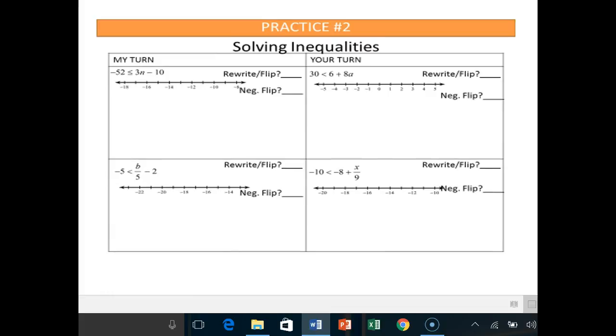Practice number 2. Do I need a rewrite flip on this? The answer is yes on this one. And are my variables on the wrong side? So yes, they're on the right-hand side, so I need to rewrite and flip it. Is my variable attached to a negative constant? My answer is no. Right, so I just need one flip of the inequality sign.